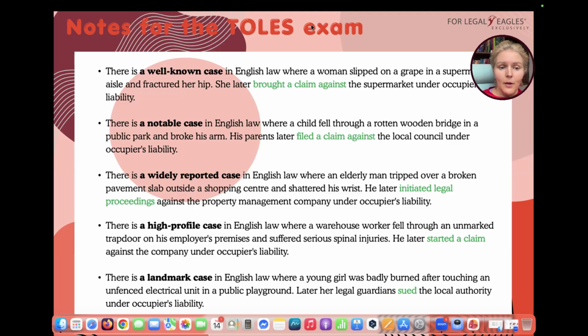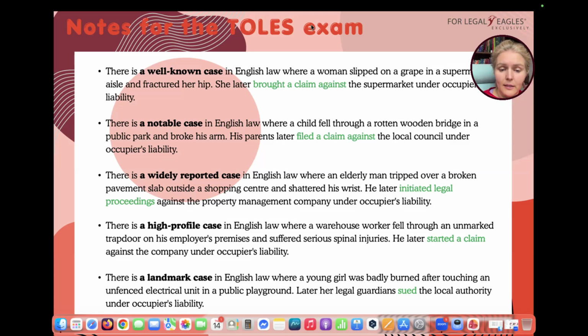There is another widely reported case in English law where an elderly man tripped over a broken pavement slab outside a shopping center and shattered his wrist. He later initiated legal proceedings against a property management company under Occupier's Liability.